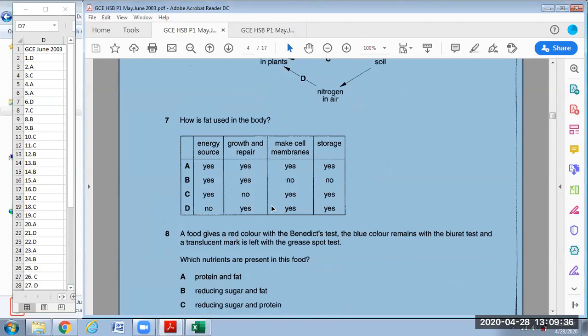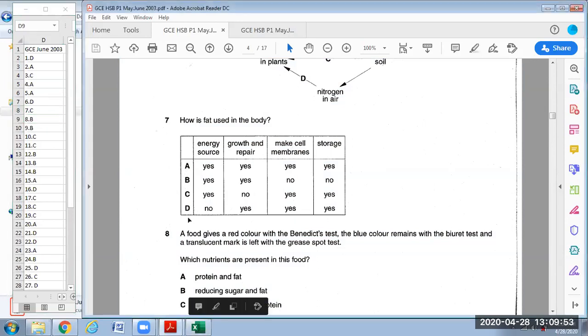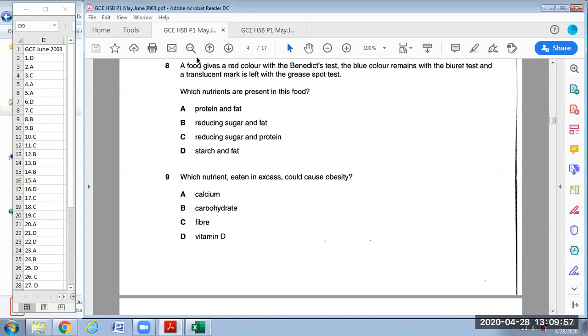Number 7. How is fat used in the body? C. Energy source, yes. Growth repair, no. Make cell membranes, yes. Storage, yes. Very good. Sanjay, did you do it on your own or are you looking at my answers? I did it on my own this morning. All right. Trust what you say.